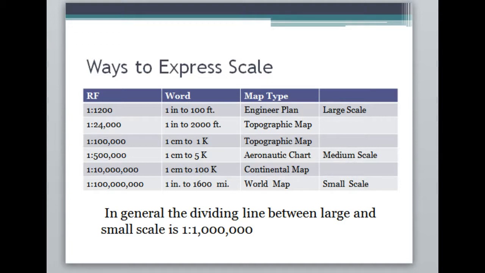Yeah, 1 inch to 100. I thought that. And then you can go all the way down to a world map, which is the smallest scale. So topographic maps kind of are in that realm. They can merge from a large scale to a medium scale map.